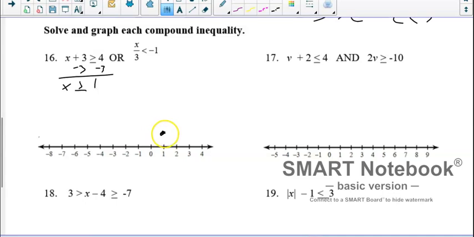Greater than or equal is a solid dot over the 1. And you go this way. Some people graph on here. It just means you have to really shade when you do that, so I prefer to do it above.